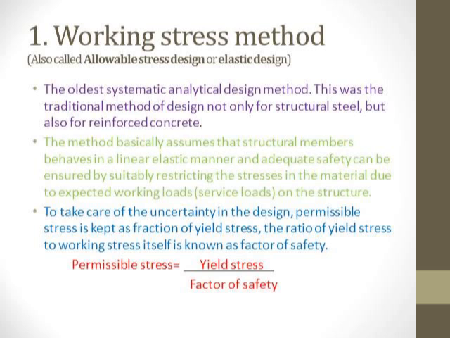This method basically assumes that the structural member behaves in a linear elastic manner, and adequate safety can be ensured by suitably restricting the stresses in the material due to the expected working loads. To take care of the uncertainty in the design, the permissible stress is kept as a fraction of the yield stress, and the ratio of the yield stress to the working stress is known as the factor of safety. Here is the formula for the permissible stress: permissible stress is equal to yield stress divided by factor of safety.